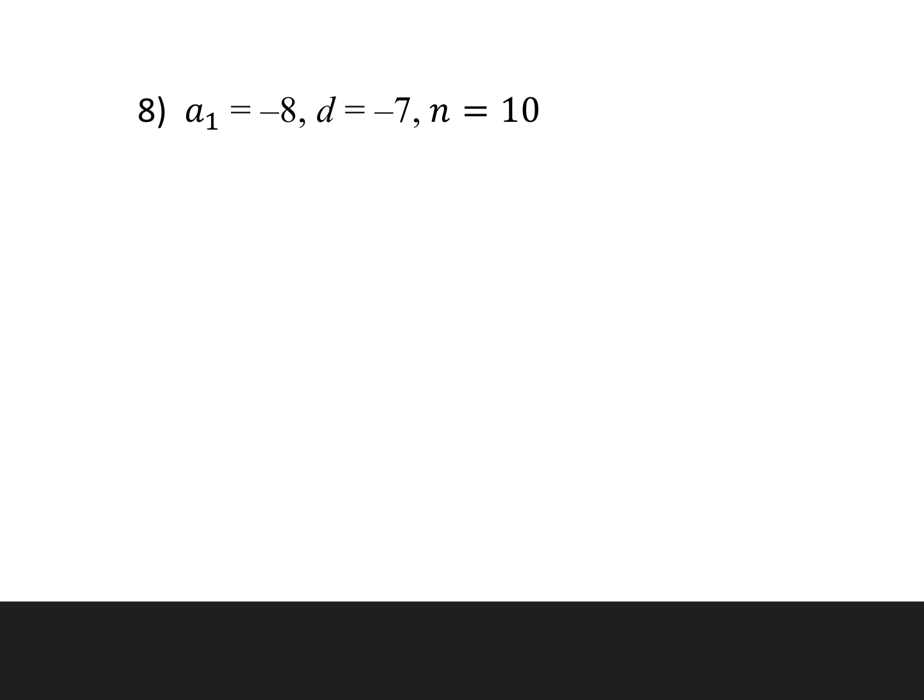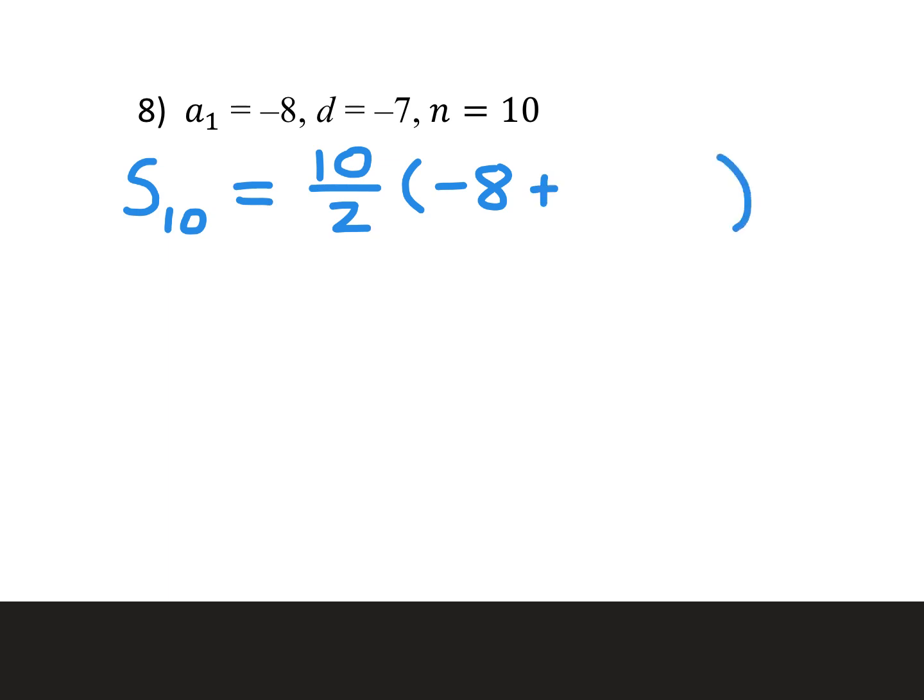All right, so again, they asked us to find the sum. Now this time I do know what n is right away. They tell you n is 10. So n over 2 is 10 over 2. Then we need A1, which is negative 8, plus, and now we're stuck because we don't know AN.